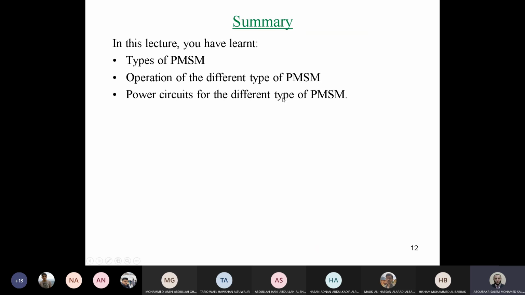So this is just a summary now, guys. We discussed the types of permanent magnet stepper motors, the operation of different types of stepper motors, and the power circuit needs for all motor types. This is all we have, guys, for the stepper motor.